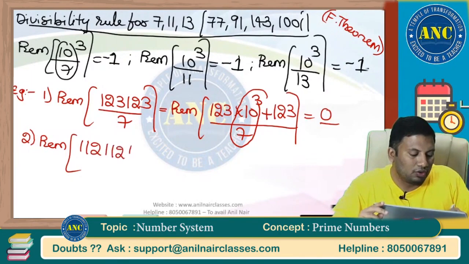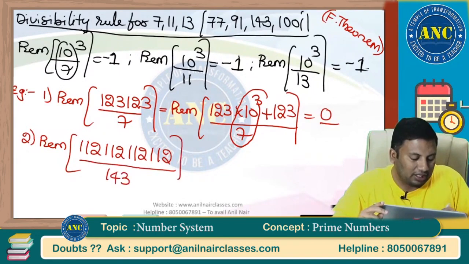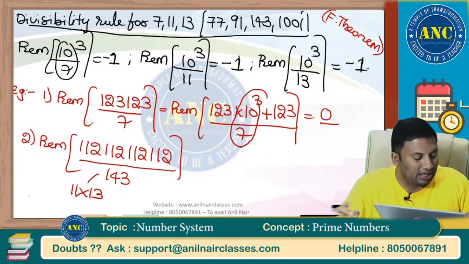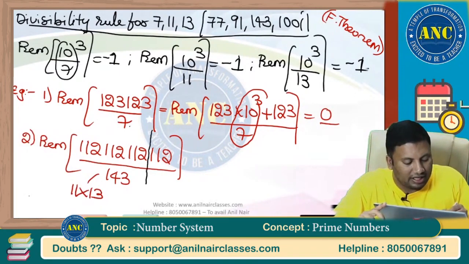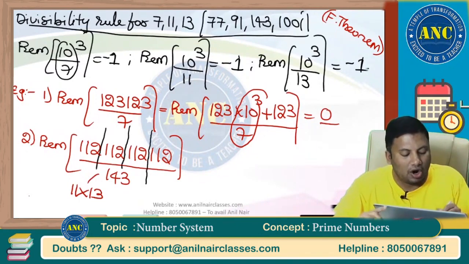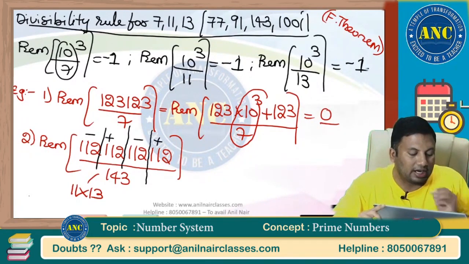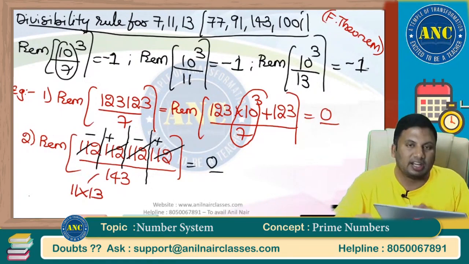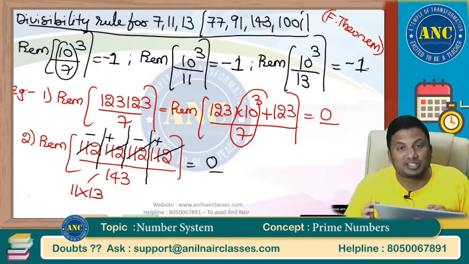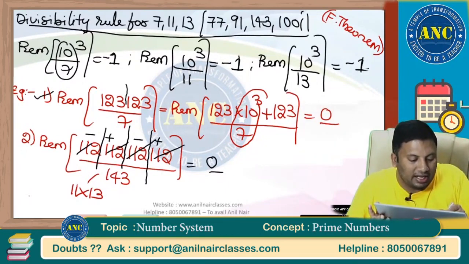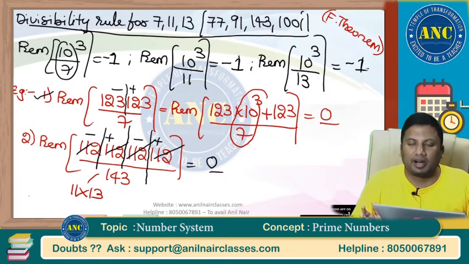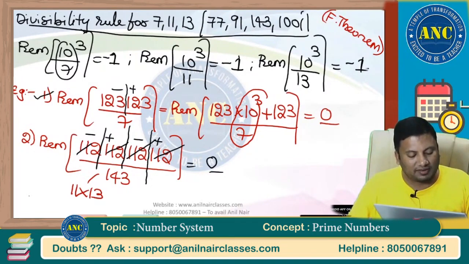Suppose I take one more example. 112, 112, 112, 112 divided by 143. 143 is 11 into 13. Divisibility rule for 11 and 13 remains the same. Take a group of 3 digits, alternatively plus minus. This with this cancelled. Answer is 0. That means there are two important conclusions that can be drawn from these two examples. Any 3-digit number written even number of times is always divisible by 7.